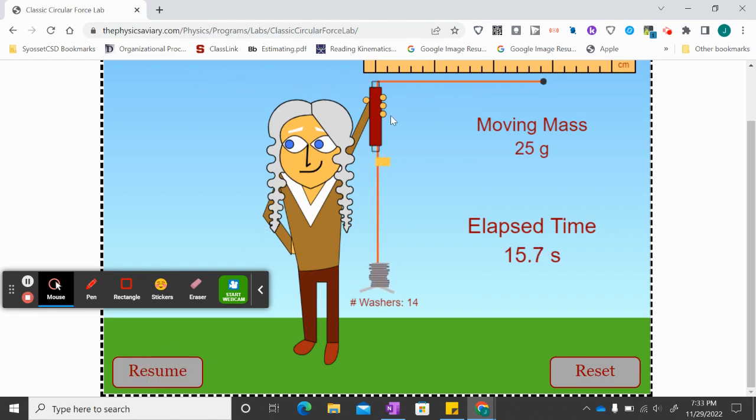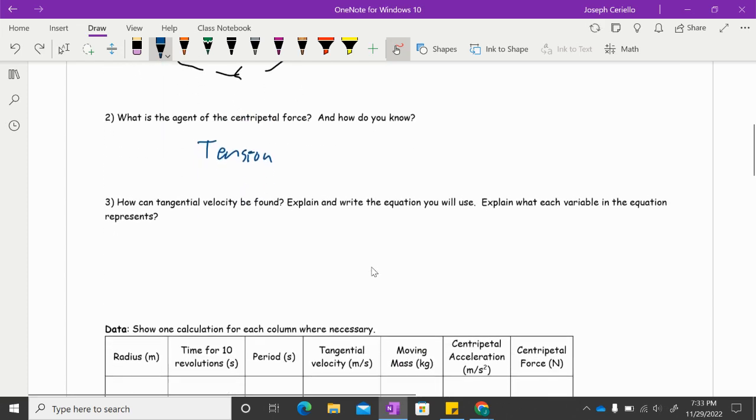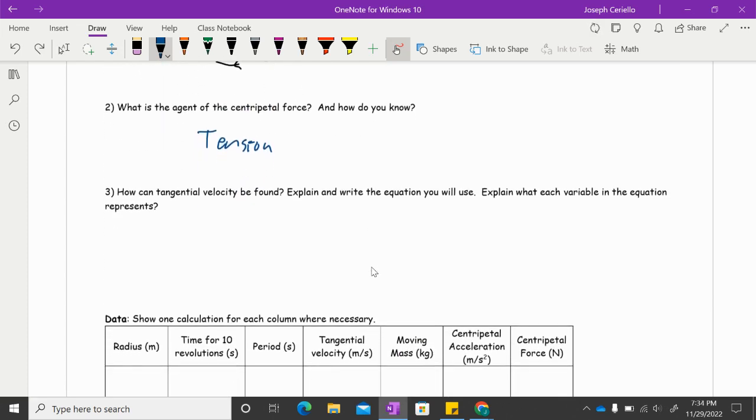If I were to pause it here, what you'll notice is, well, the string is what's keeping it in the circle. Specifically, we would call that force tension. So tension. How do you know? Give some sort of explanation, but basically say because the tension is what keeps the ball moving in a circle. So how can tangential velocity be found here?